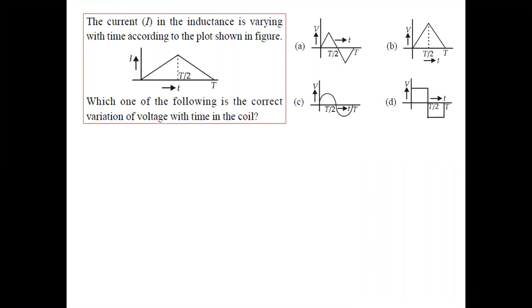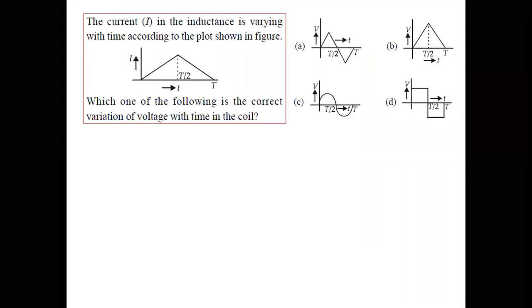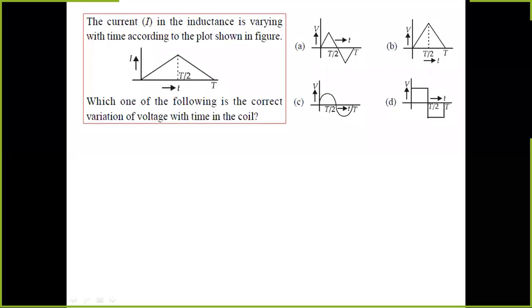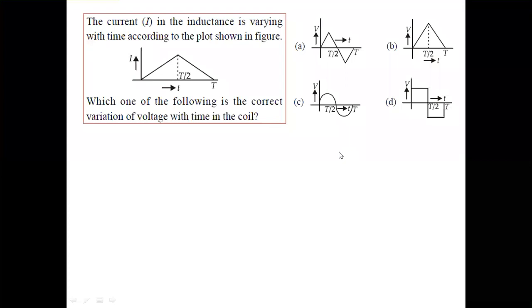So when your current is varying with respect to time, do remember you have a formula: EMF is given by L di by dt. When your current is varying, formulas play a very key role. We know that an inductor is a device which stores energy. Now what happens when current is changing with respect to time, di by dt? I had a simple formula: EMF is given by L times di by dt. So that plot is going to help you out.